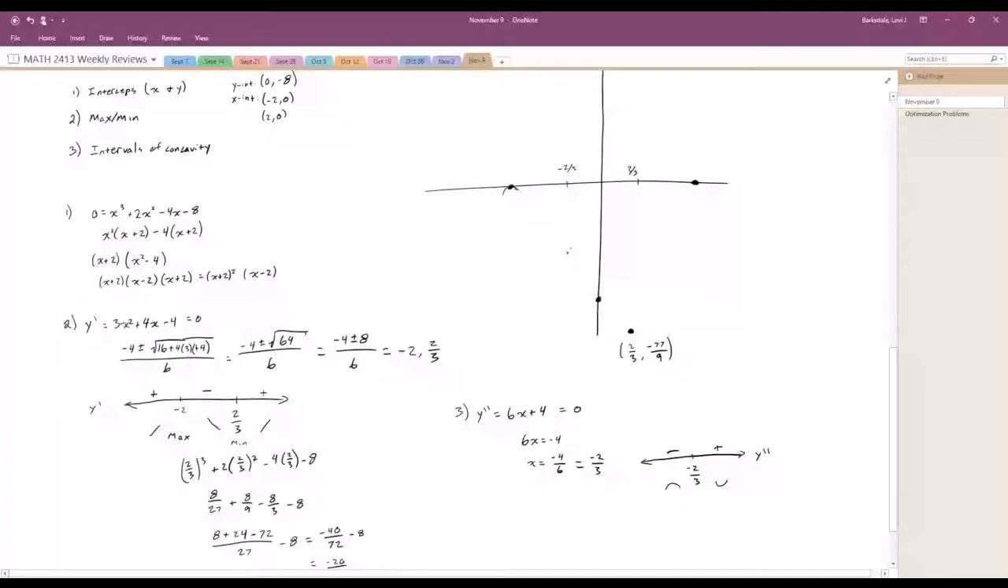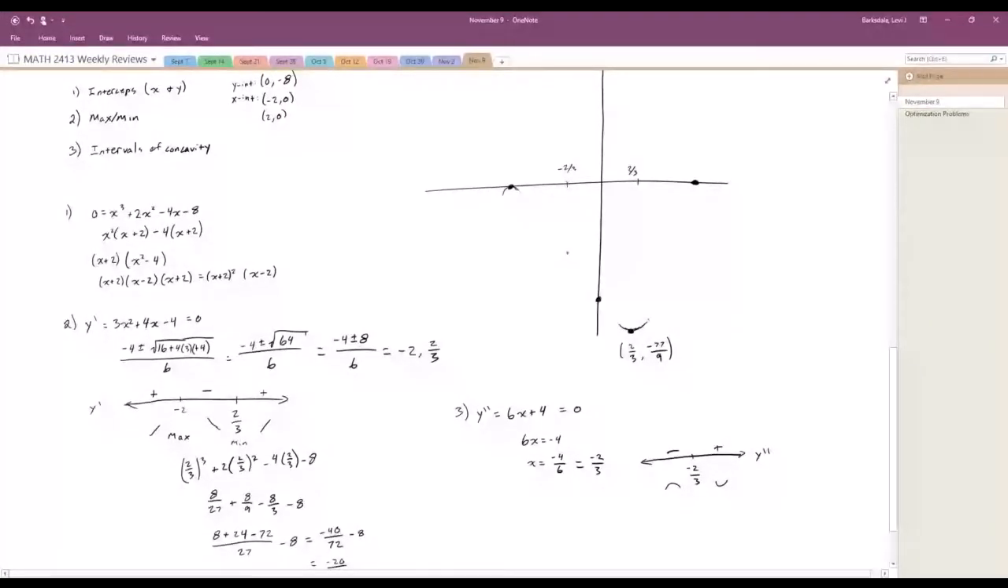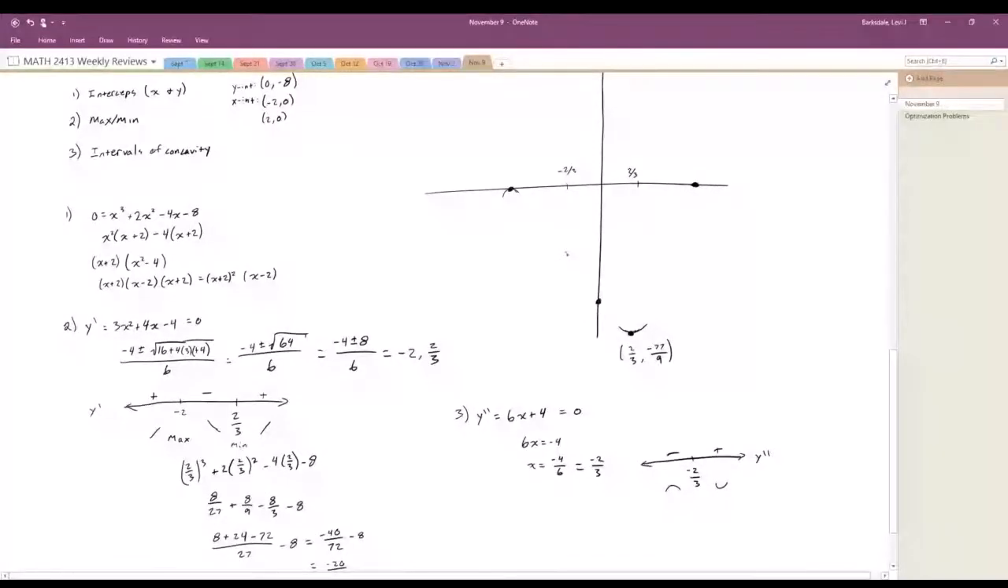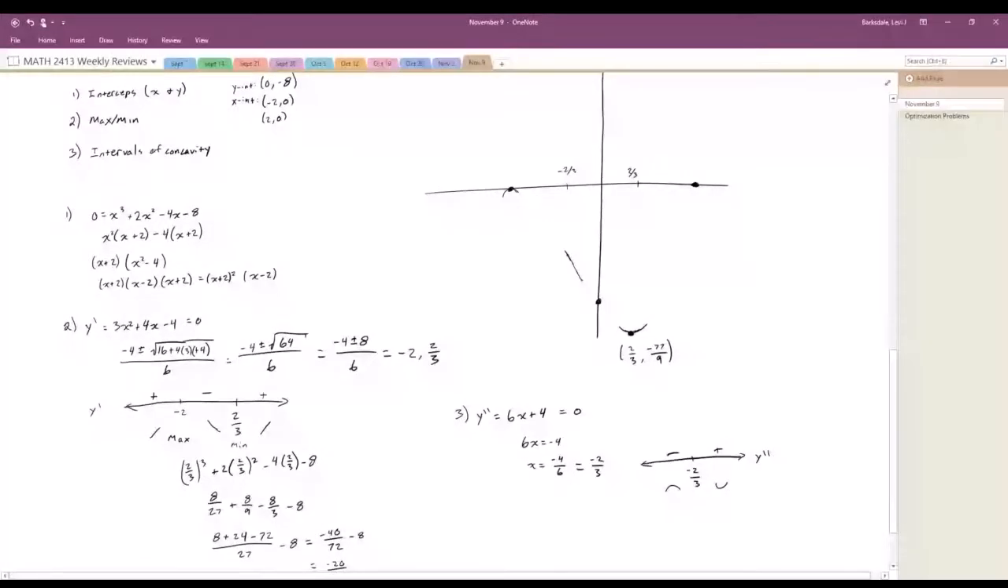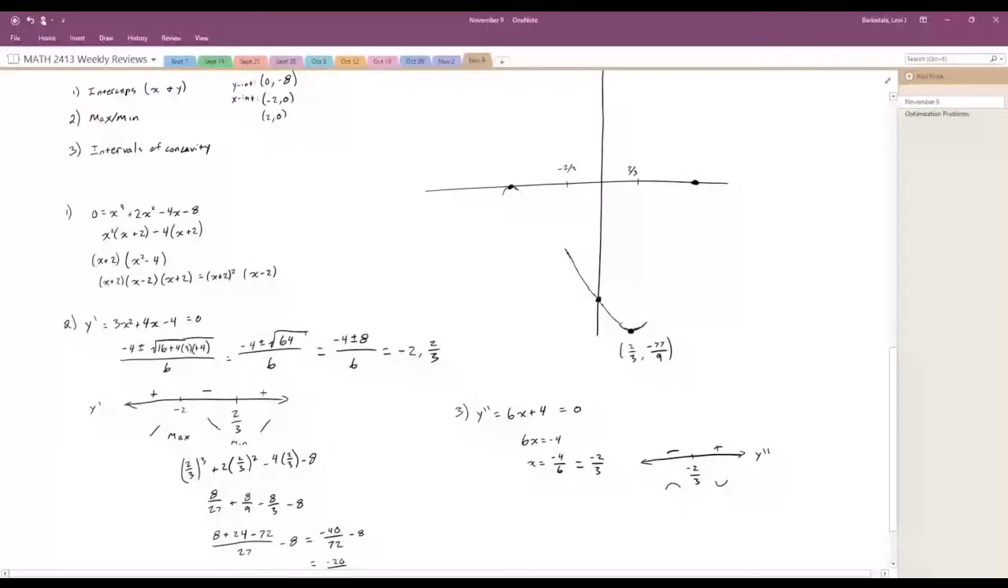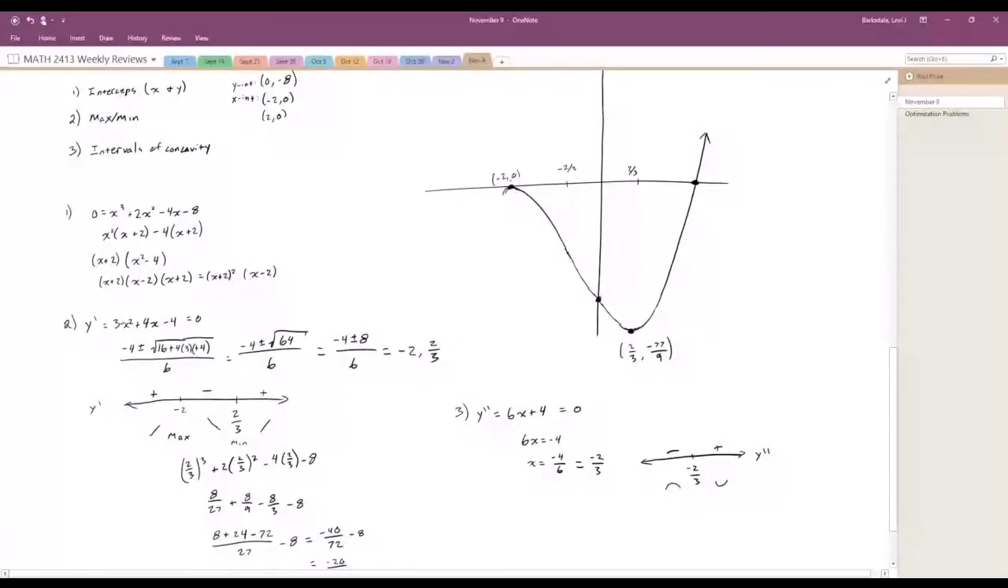Regardless, I now have enough to give a pretty detailed sketch of my graph. I have a minimum at 2/3. I know that it's concave up at 2/3. I know that at negative 2/3, I'm going to switch concavity from concave down to concave up. I've got a y-intercept at negative 8, and an x-intercept at positive 2. Here I should be concave down, a maximum at negative 2, 0, and it's concave down from there.